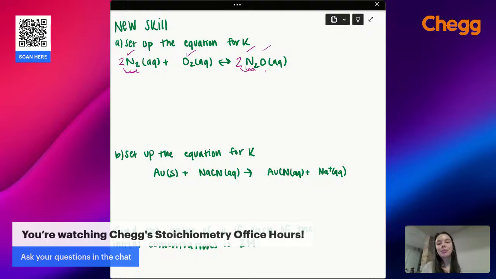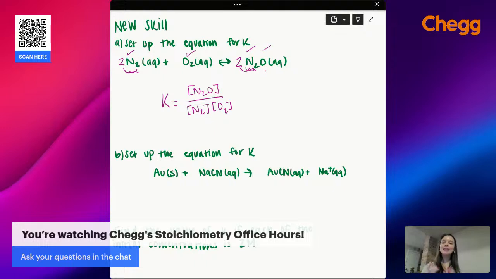Now I want to set up my K equation. So what we just talked about is K equals concentration of products over concentration of reactants. So I'm going to put K equals N2O over N2 and O2. So N2O over N2 times O2. All of these are aqueous, so all of them are included in my K equation.